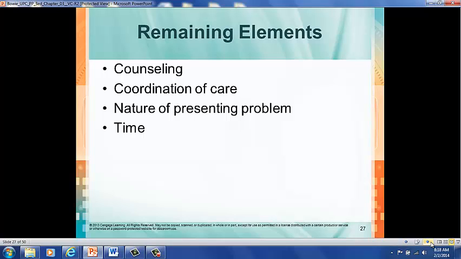Coordination of care is not formally defined in CPT. However, it represents services that are completed to organize or direct the patient's care. Nature of presenting problem is defined in CPT as one of 5 types: minimal, self-limited or minor, low severity, moderate severity, high severity.